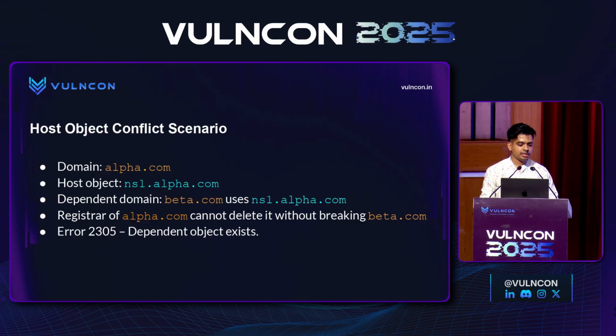Okay, so registrars need to delete domains. So they eventually figured out a trick to do it. Let's say I have a domain, alpha.com, someone else has beta.com. Beta.com uses my domain as their name servers. So what the registrar will do is rename their name server to a random string, and then they'll be able to delete my domain name.